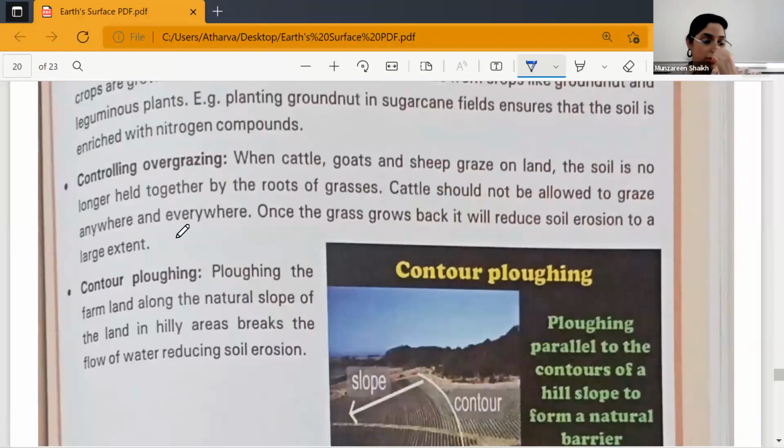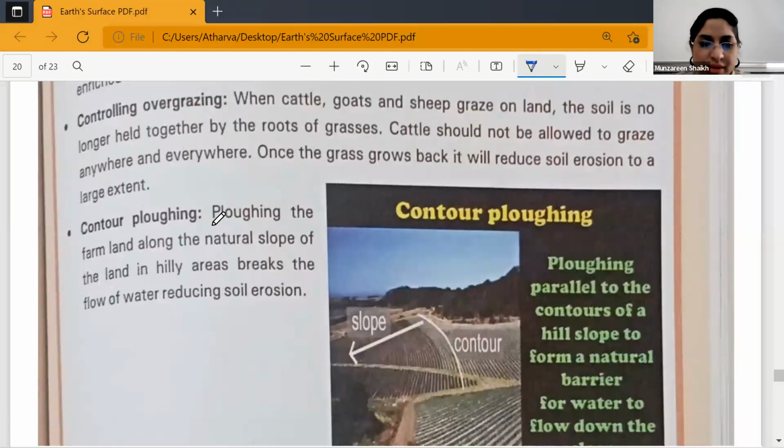Now the fourth method for soil conservation was contour plowing. What do we mean by contour plowing? Who can tell me? Plowing the farmland on the slope side of the hilly area, so that the soil does not go rolling down, to reduce soil erosion. Okay, because if we do that, we will indirectly reduce soil erosion. Clear? Yes, ma'am.